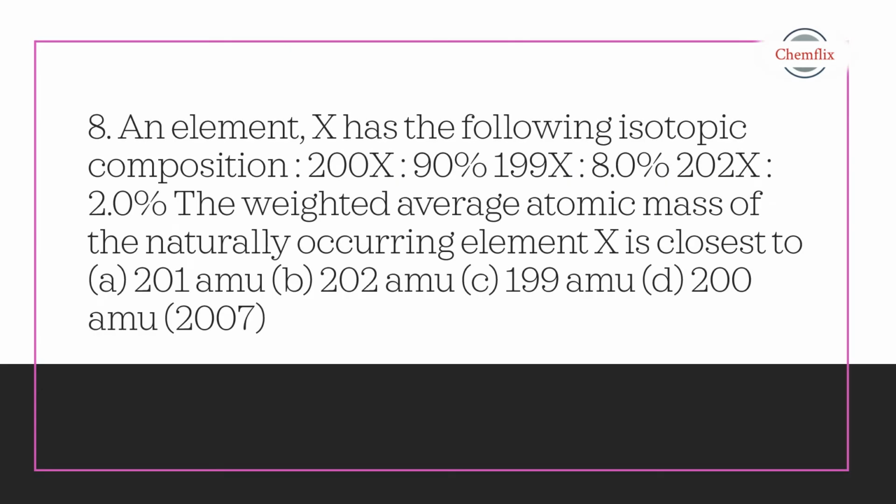Moving to the next question. An element X has the following isotopic composition: X 200, that is 90%, X 199, that is 8%, and X 202, that is 2%. The weighted average atomic mass of the naturally occurring element X is closest to.